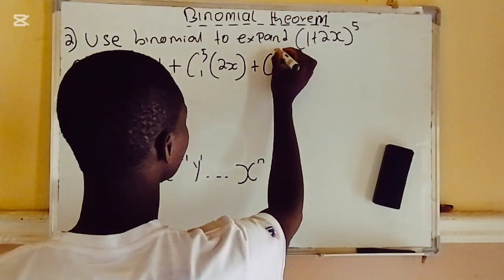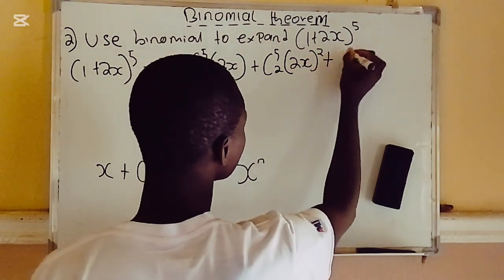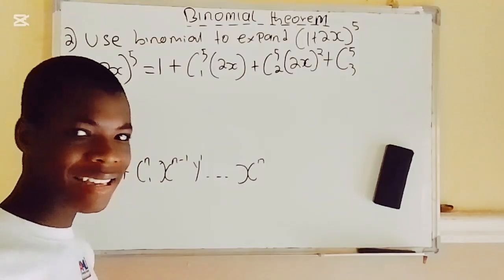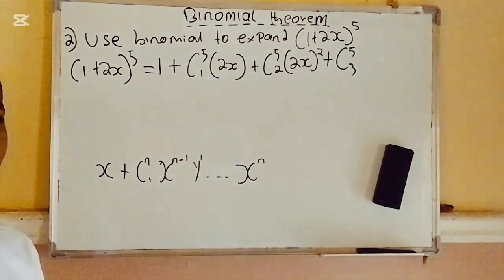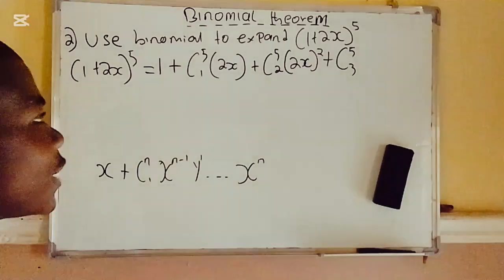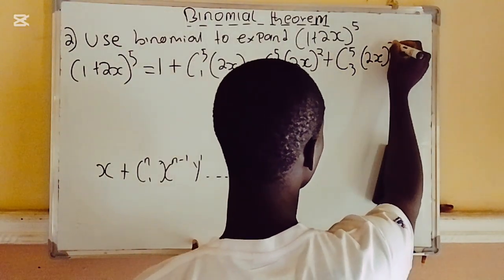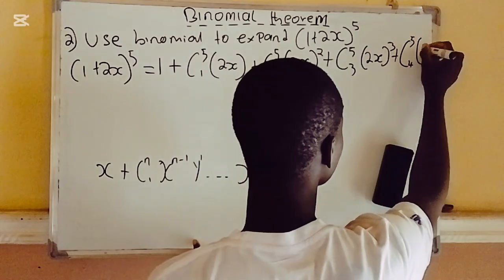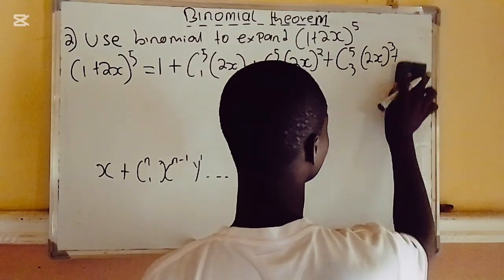So I have to say plus combination of 5 of 2 into 2x of 2, plus combination of 5 of 3. The value of r is increasing, and therefore the power of y is also increasing. So I have to say into 2x power of 3, plus combination of 5 and 4 multiplied by 2x. Okay, let me change it.